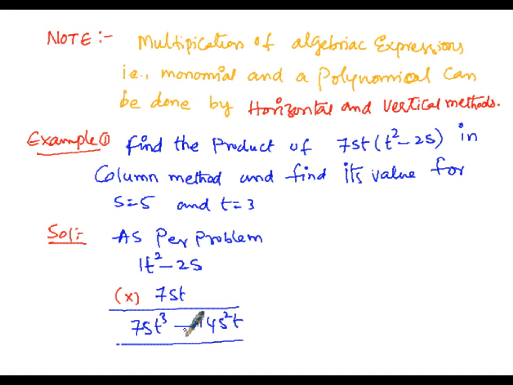This is the resulting expression, but we have to find out the value of this, 7s t cube minus 14s square t, at s is equal to 5 and t is equal to 3. So here 7s t cube minus 14s square t, but at s is equal to 5 and t is equal to 3.